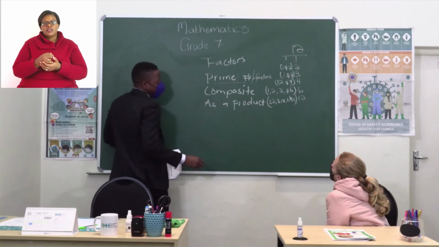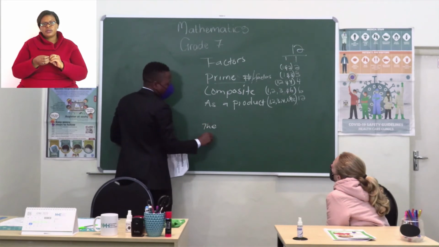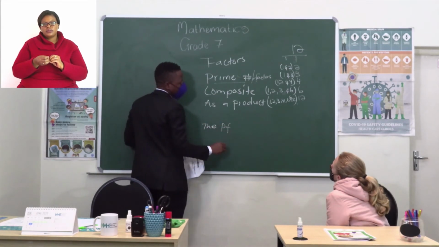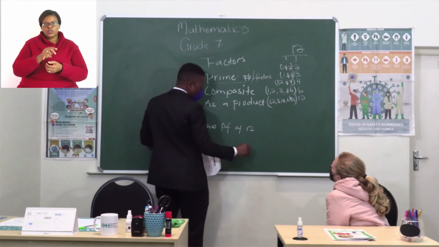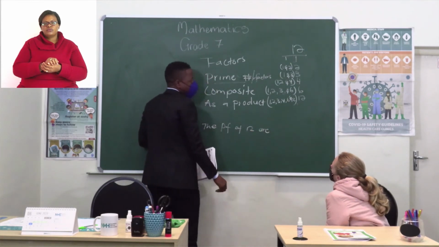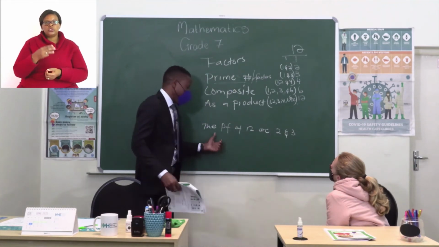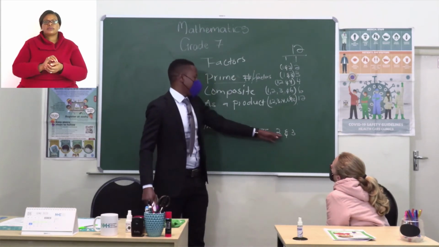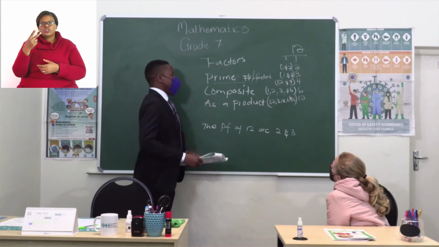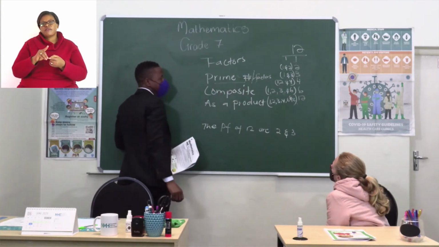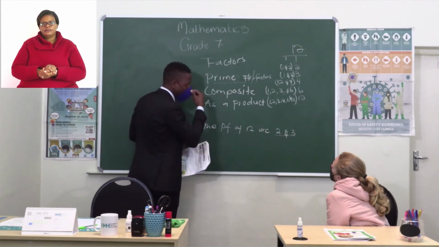To answer these, say the prime factors of 12 are 2 and 3. The prime factors of 12 are 2 and 3. Why? Because they are only having two factors. A prime number is a number with two factors.